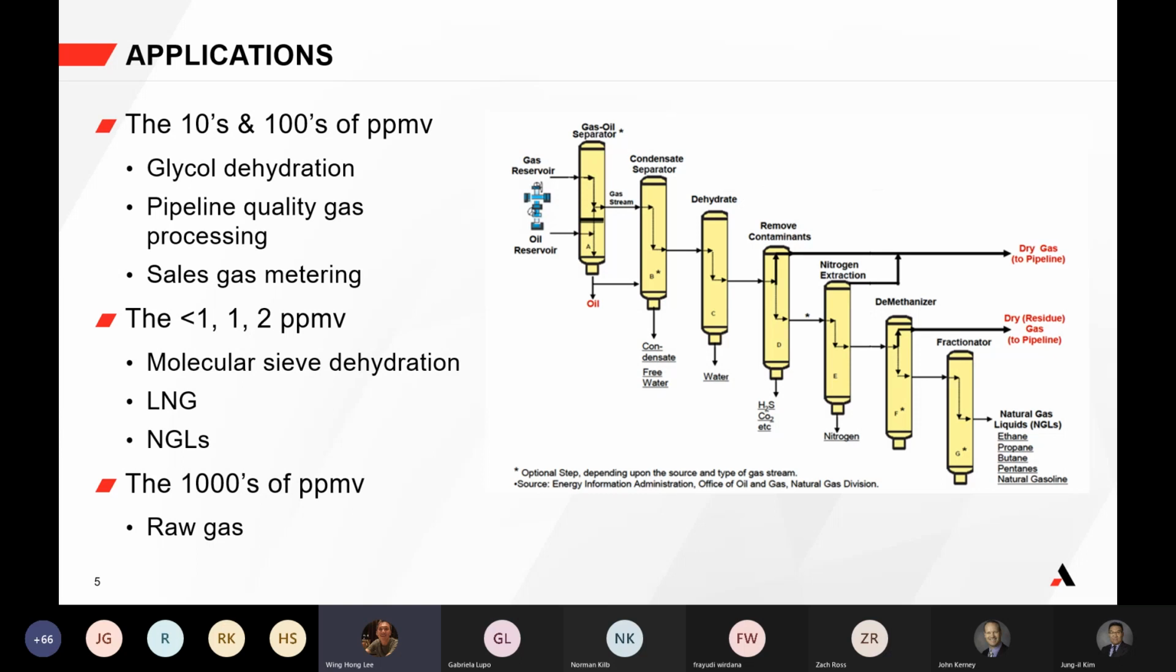The ethane, propane, butane, and pentanes removed from natural gas, known as natural gas liquids or NGLs, are sold separately and have a variety of different uses, including providing raw material for oil refineries or chemical plants.